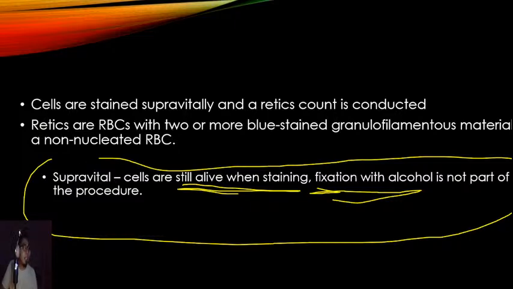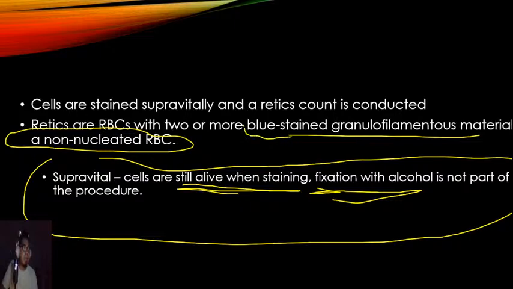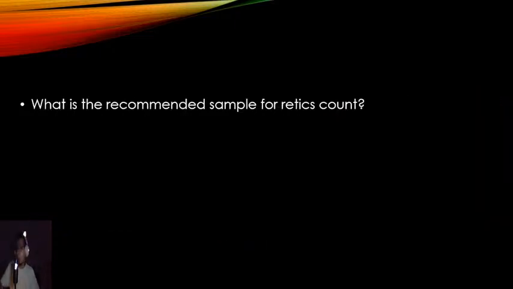Now, the retics are RBCs with 2 or more blue-stained granulofilamentous material, and a non-nucleated RBC. See the difference? Both of them appear in cases where there is increased erythropoietic activity. But only one of them is considered to have granulofilamentous material, and that is retics. If it's a nucleated RBC, it is different. Be mindful of that one. I've reminded you several times na. Pag inulit-ulit pa natin yan, para na akong sirang plaka, sir.